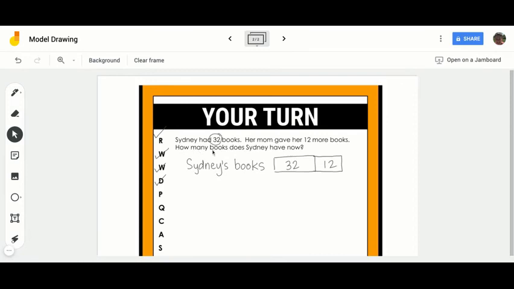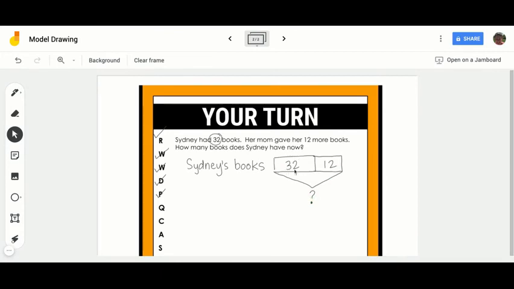All right, so now I'm up to my question sentence. So I know I finished plugging in my information. And now I'm going to put in my question mark. So it says, how many books does Sydney have now? So I want to know what she started with, the 32, plus what her mom gave her, the 12. How many does she have total?